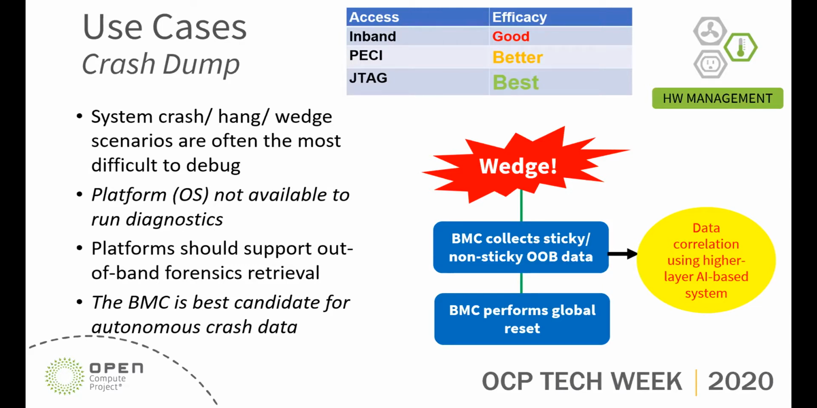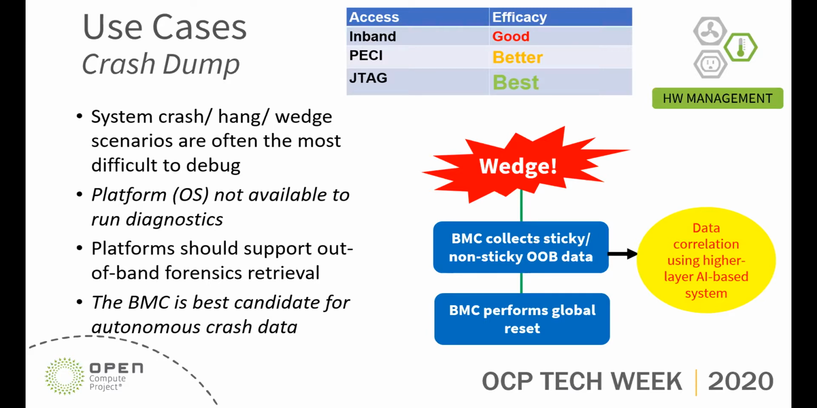And for one system, maybe that's not bad. When you've got a fleet of thousands and thousands of servers, right? You have to have some utilities that operate at the bare metal level, right? To gain some forensics data, right? And use it to root cause the source of the issue. Platforms crash or wedge, the platform OS is not available to run diagnostics in that scenario, of course, right? So you have to work out of band. And of course, the BMC is a very good candidate for autonomous crash dump type of applications.